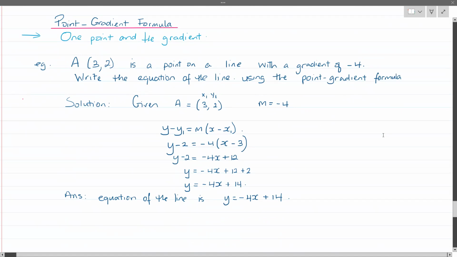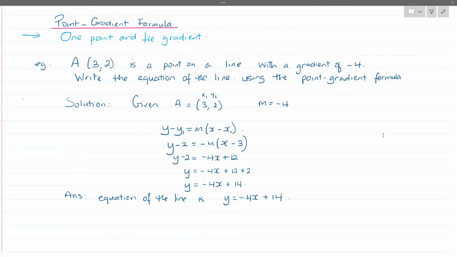So I'm going on now to my point gradient formula. No, I'm still doing the point gradient formula. I'm just doing an example where we have one point and a gradient. So we don't need to work out the gradient for this one. I have the point and a gradient. So the example here, A, the point (3, 2) is a point on a line with a gradient of negative 4.